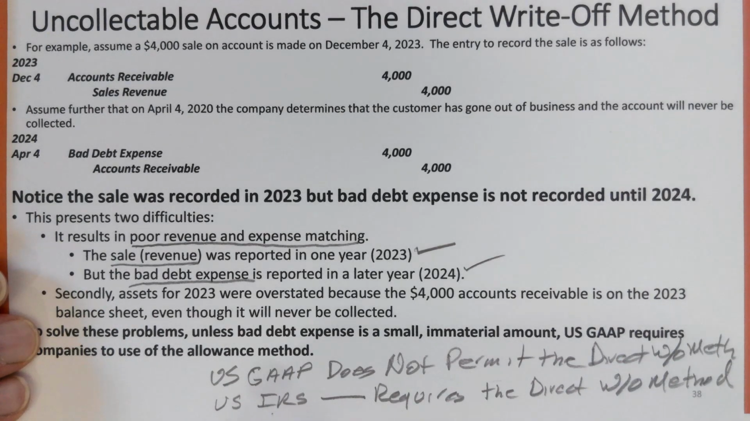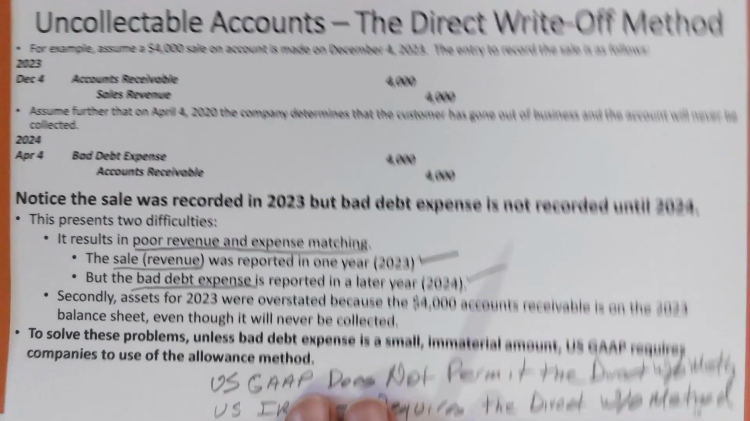And also, if you become involved in a company that has very, very minimal, tiny bad debt expense, you can go ahead and get away with the direct write-off method because it will not create a material misstatement in your financial results. But certainly, U.S. GAAP doesn't officially approve it, and you should use the allowance method. So what's the allowance method all about?